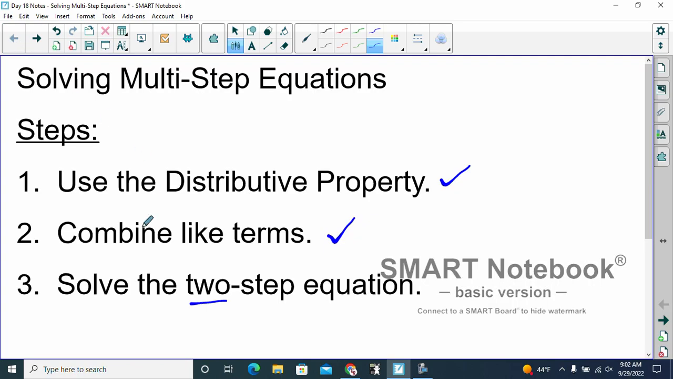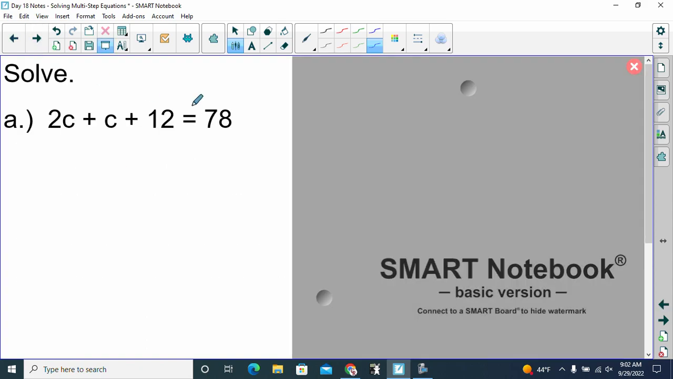So moving on to step 2, combine like terms. Remember, we are only combining like terms if they're on the same side of the equal sign. So 12 and 78, they are like terms, but they're on different sides of the equal sign, so we cannot combine those. 2c and plus c, those are like terms. They're both on the left side of my equal sign, so I can combine them. I have positive 2c plus 1c, giving us 3c, and I bring everything else down. 3c plus 12 equals 78.